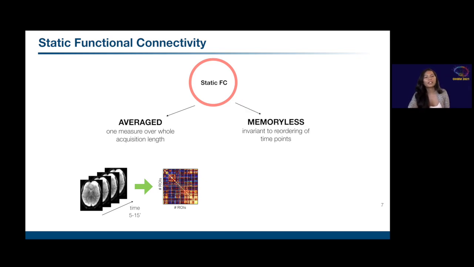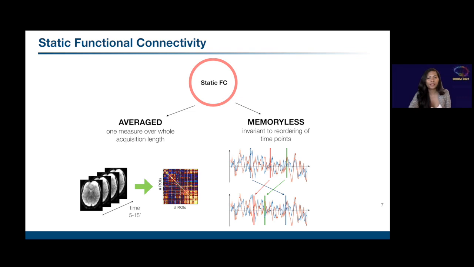Meanwhile, another important property of static functional connectivity is that it is memoryless, which means that if we are given 2 time courses and we shuffle the signals across time, the value of the connectivity that we get, the correlation that we get, is still the same. This is because a correlation by itself is invariant to the reordering of the data that we are given.